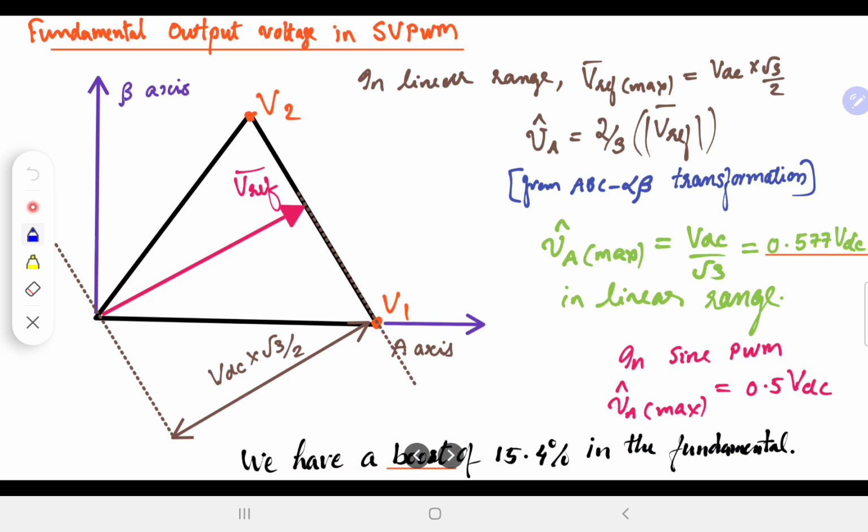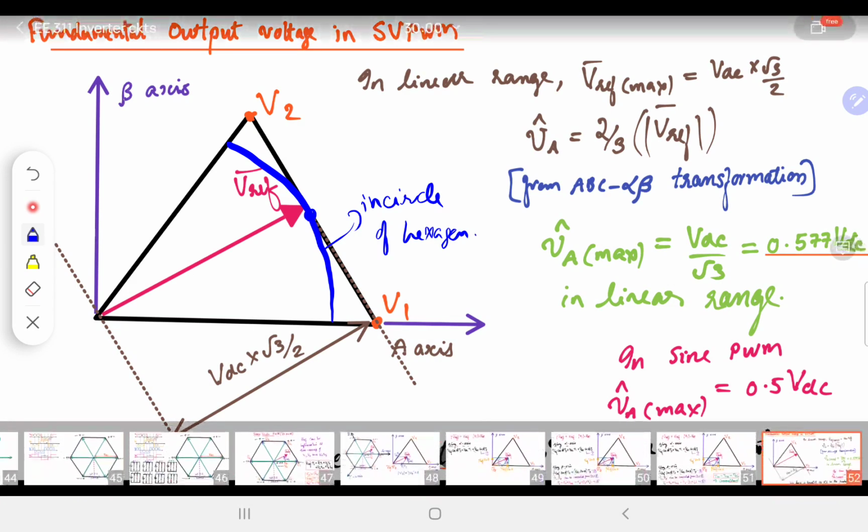Now, what we'll try to quantify is what is the fundamental in this case. So if you look at this one, the maximum which I can achieve for this triangle is this without exceeding the boundaries. Okay, if I use the circular trajectory such that it is touching the triangle here, that is the incircle of the hexagon, and that is the maximum which I can generate without losing the volt-second. Okay, so that is what we call the linear range.